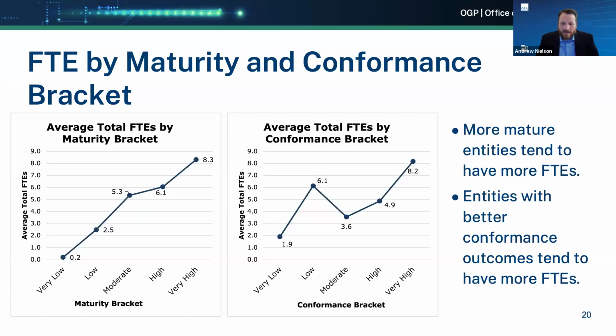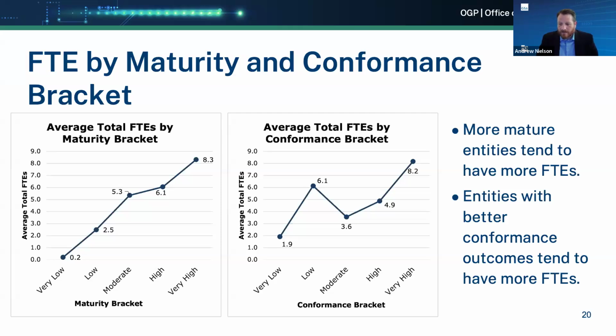or full-time equivalents dedicated to advancing the work of accessibility programs. On the left side of the chart, we see the comparison of full-time equivalents to maturity, and as the amount of full-time equivalent goes up from 0.2 on average for very low maturity agencies, up to 8.3 average FTEs for the very high performing or high maturity agencies. With a little bit of a blip, it's not quite a straight line, a little bit of a blip in the moderate maturity bracket or category.